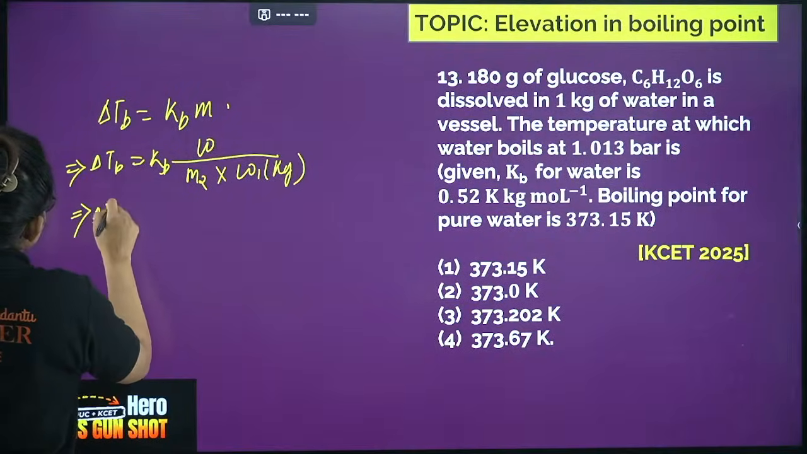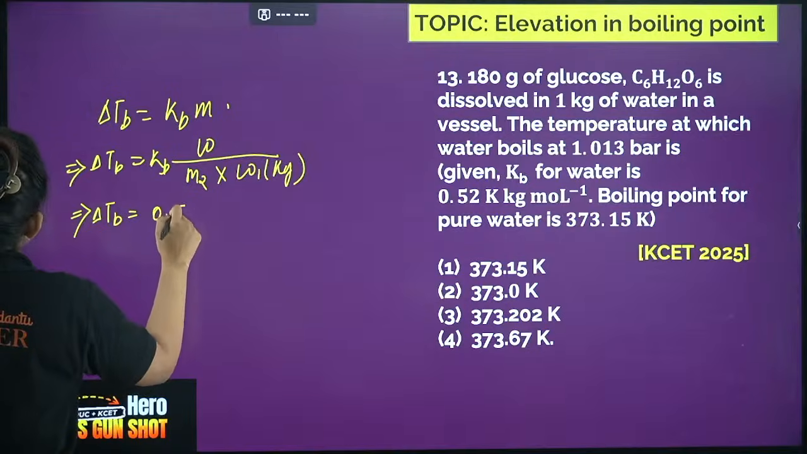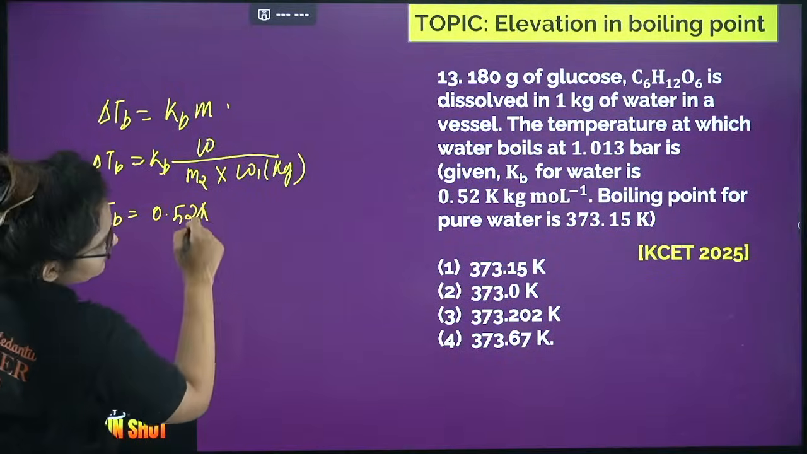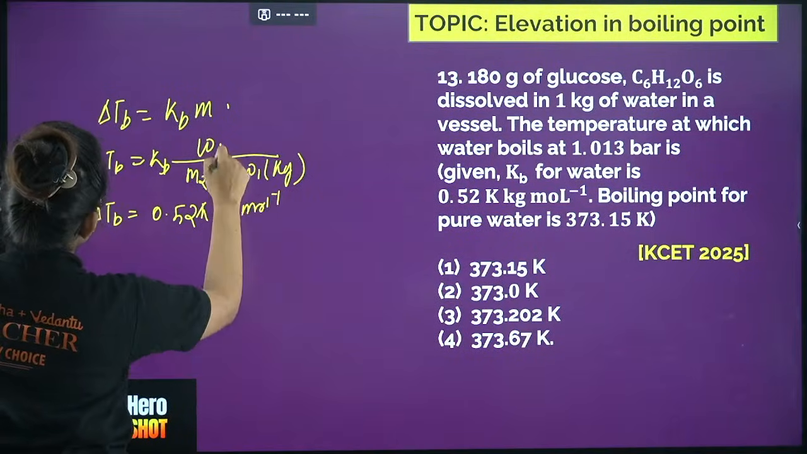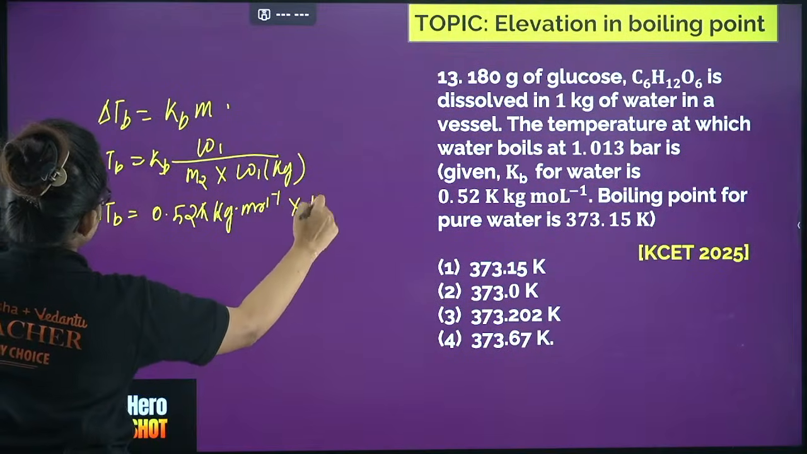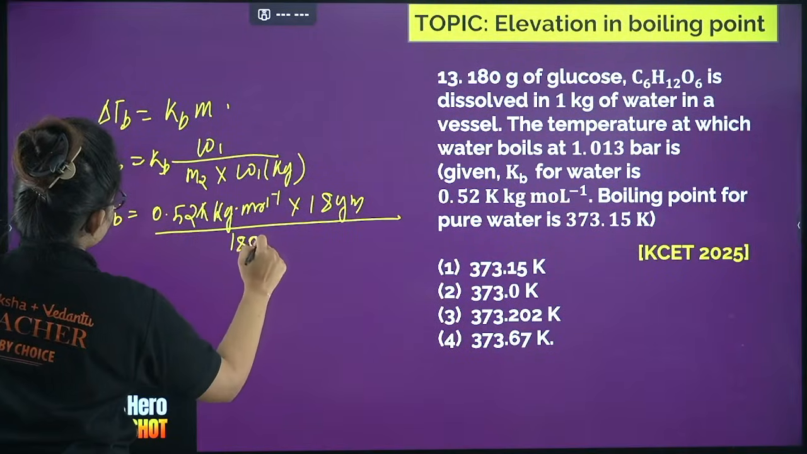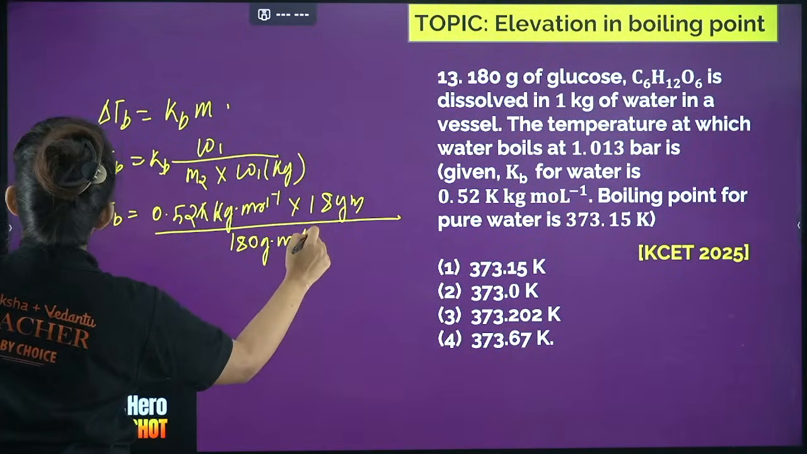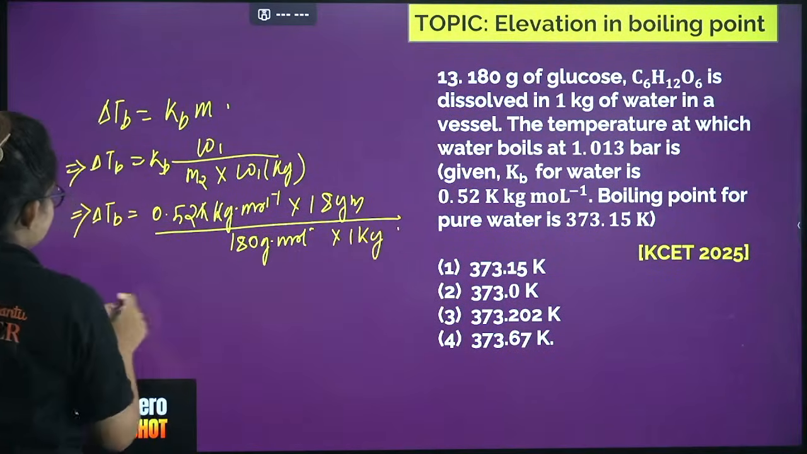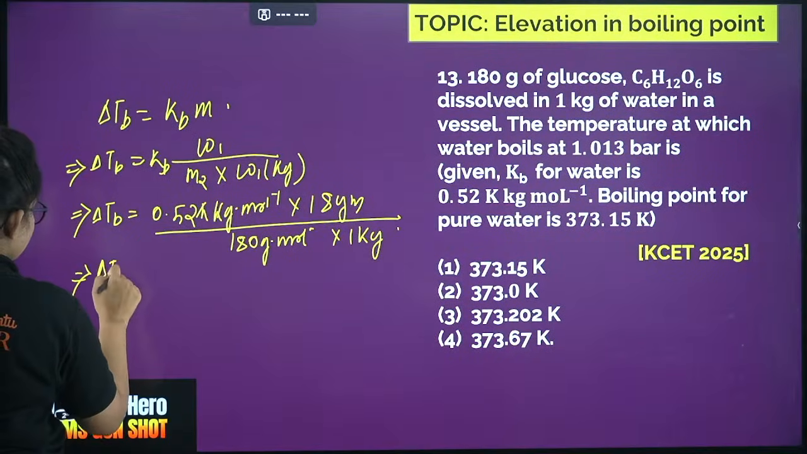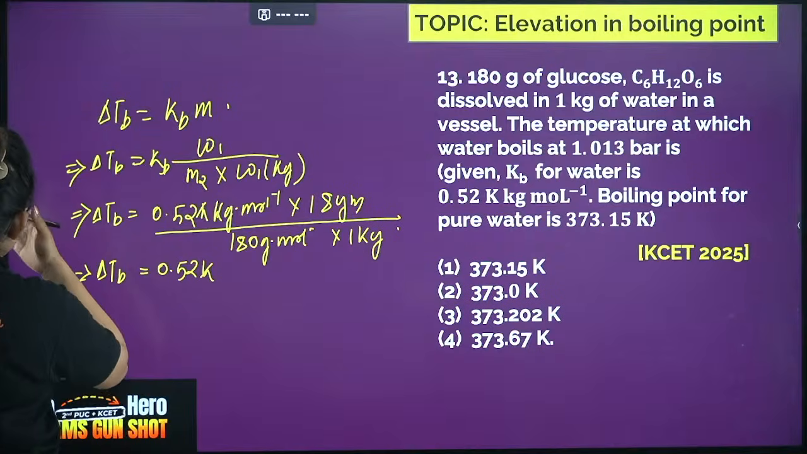If you put the values, delta TB is equals to 0.52 Kelvin kg mole inverse into 180 gram divided by 180 gram per mole into 1 kg. If you just calculate, it's a very simple calculation. Delta TB will come as 0.52 Kelvin, right?